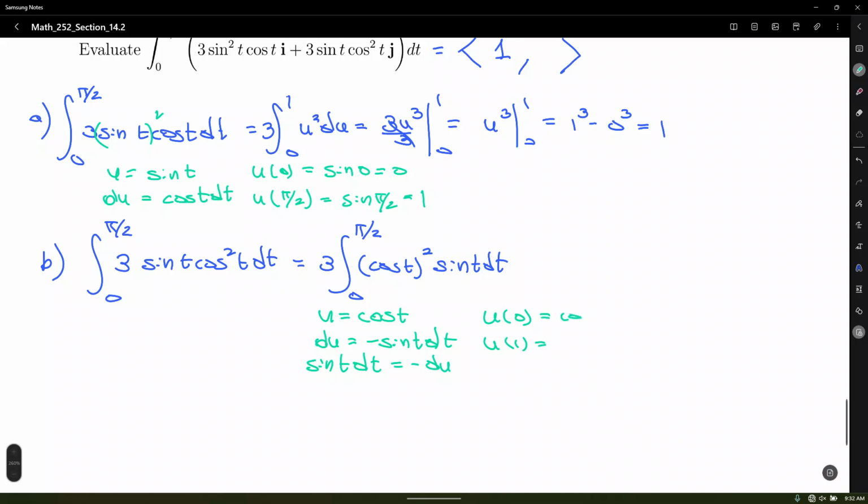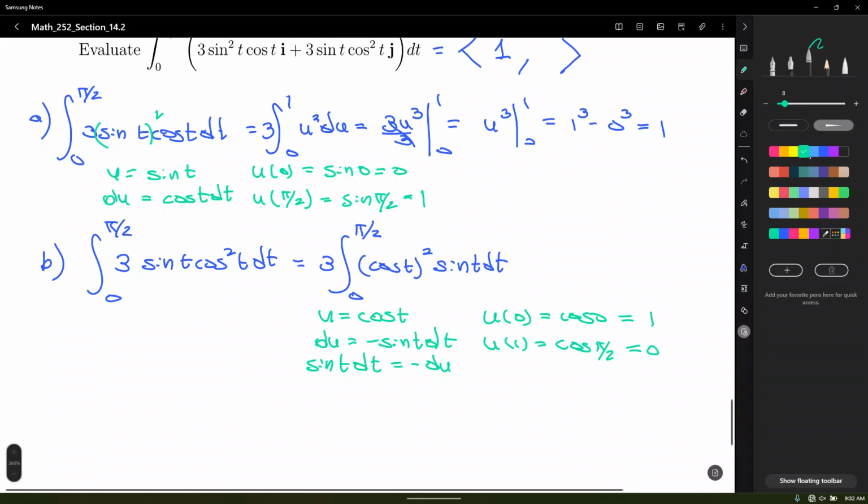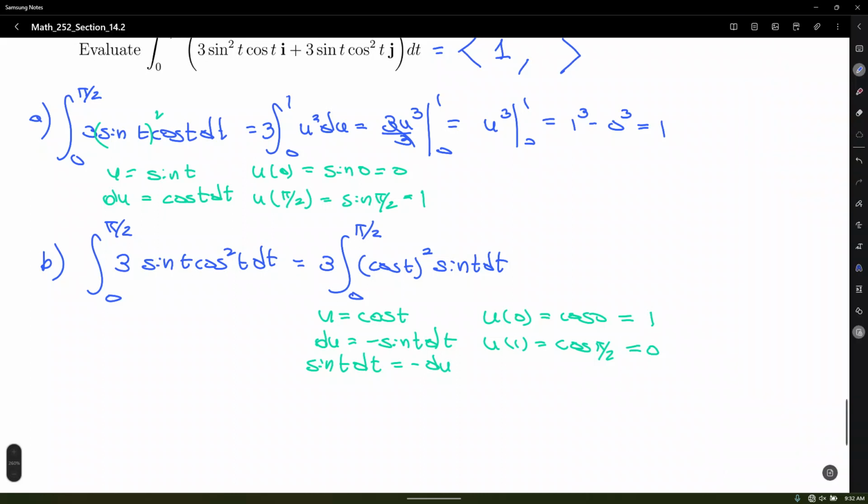That is cosine 0, cosine pi over 2. Cosine 0 is 1, cosine of pi over 2 is 0. Okay? And, well, let's do the substitution first. So this will be the 3 outside times the integral from 1 to 0. And don't freak out if you get the lower limit to be larger than the upper limit. We will fix this in a second. This is still correct.